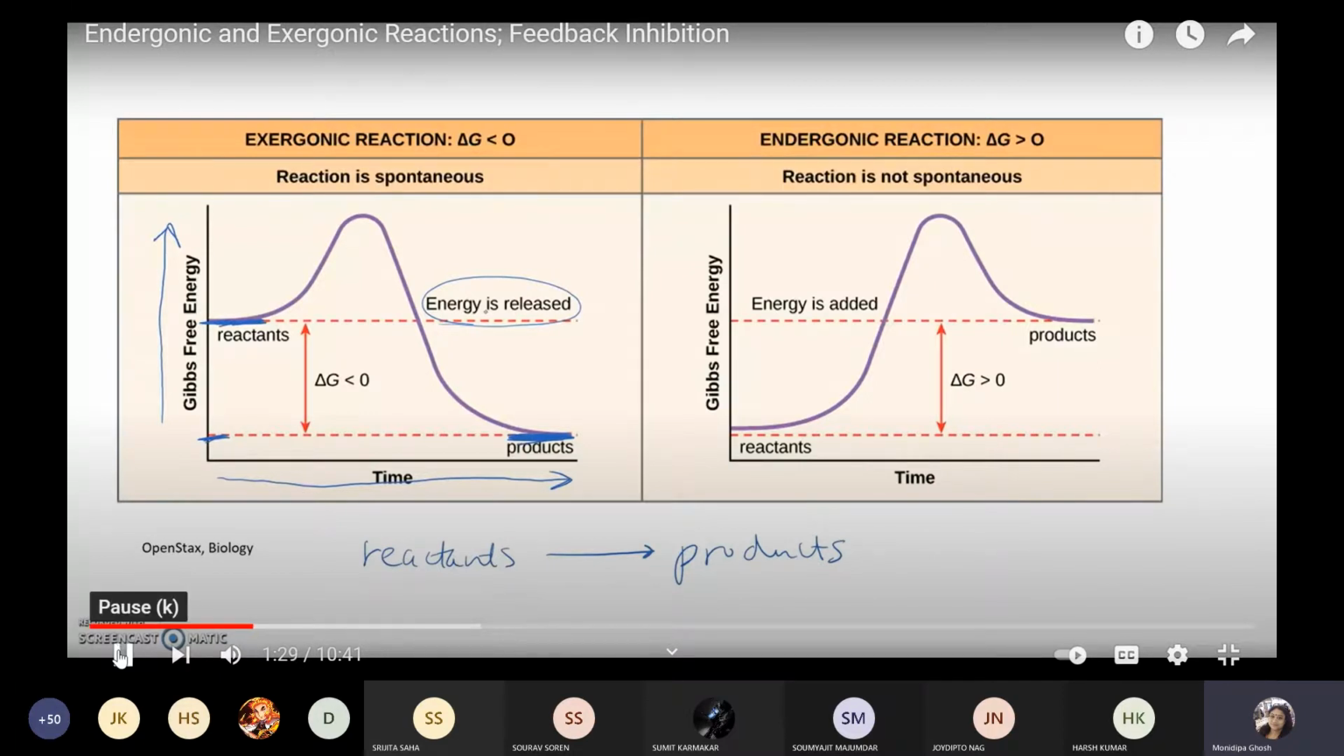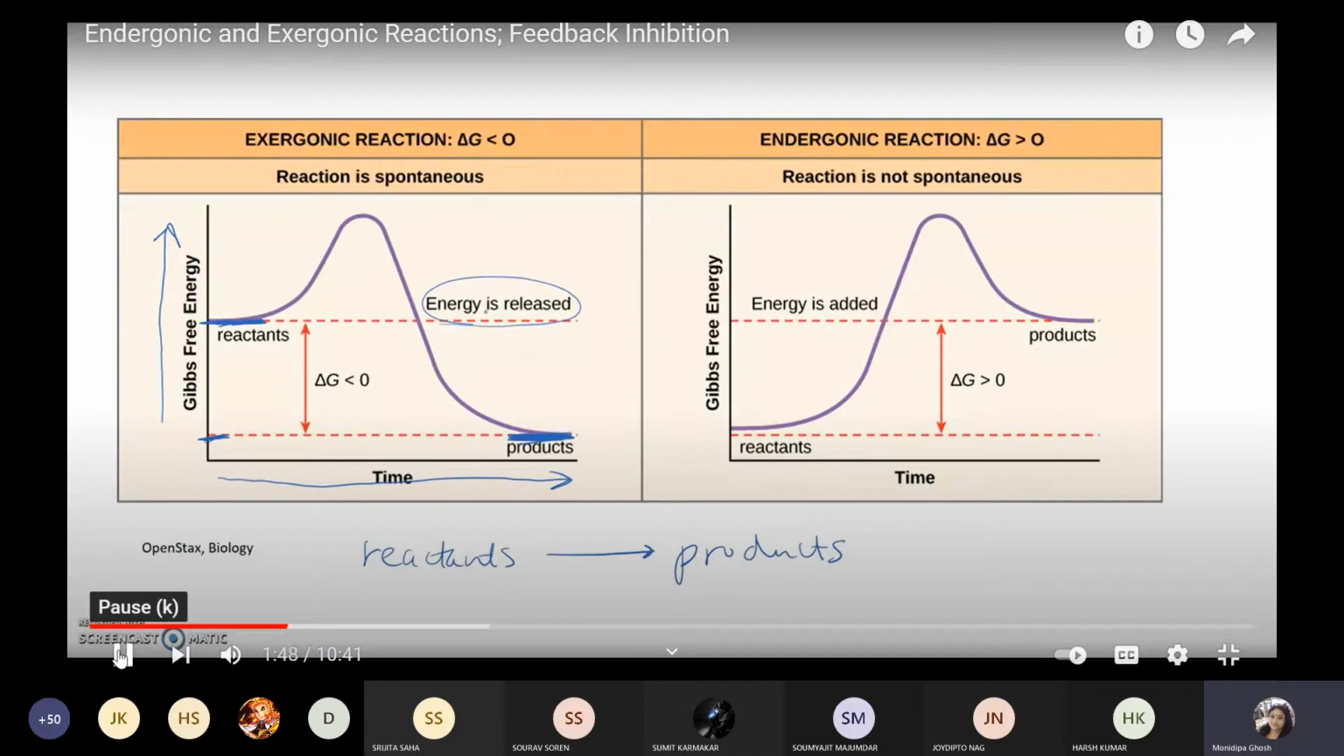Now the reason that's important in biology is because that energy can be used for the cell to do work. So, in other words, an exergonic reaction can be put together with, or coupled with, another reaction that requires energy to drive that reaction forward.